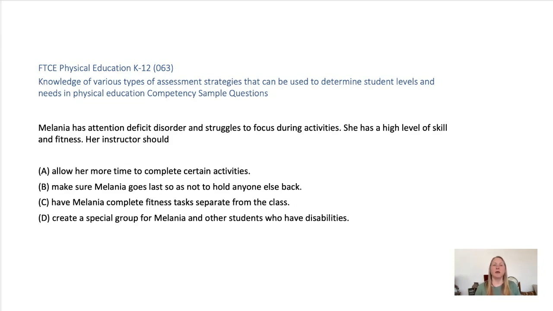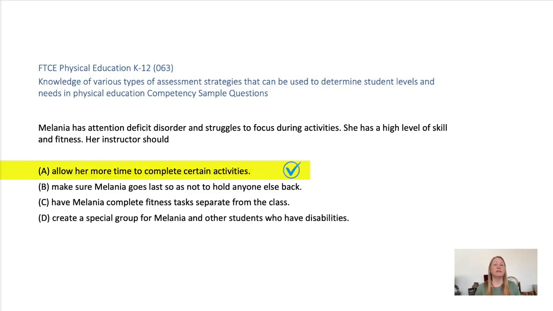B, make sure Melania goes last so as not to hold anyone else back is incorrect. This is exclusionary. It assumes she's a burden even though she's skilled and fit. It is not an appropriate or fair strategy. C, have Melania complete fitness tasks separate from the class, is incorrect as it isolates her unnecessarily. D, create a special group for Melania and other students who have disabilities is incorrect. This may sound supportive, but it unfairly groups students by label rather than individual ability.